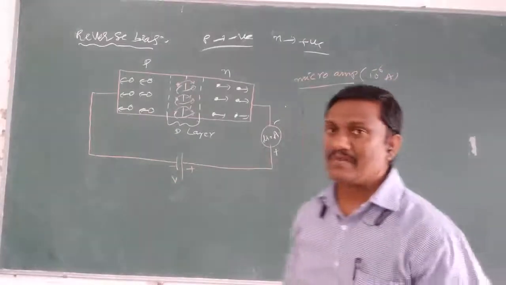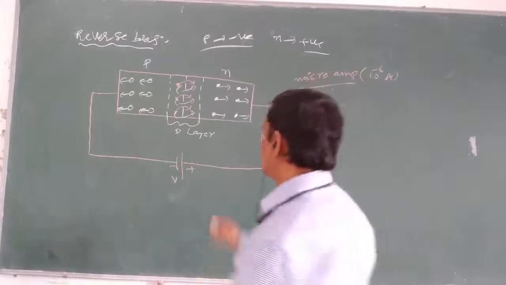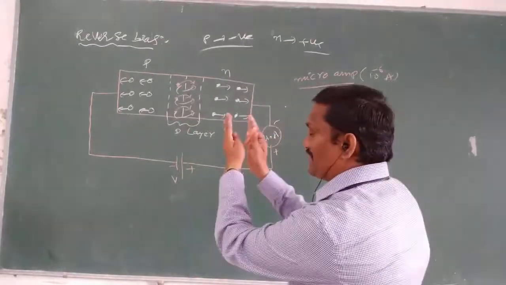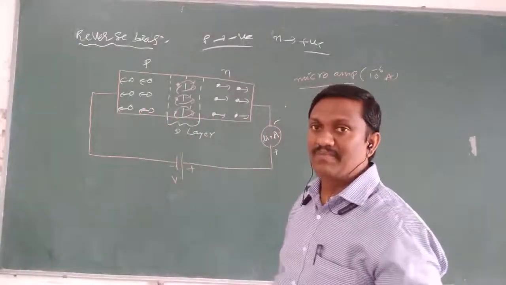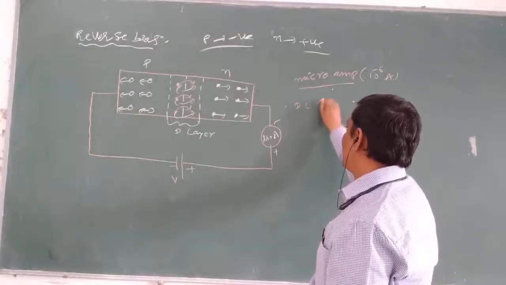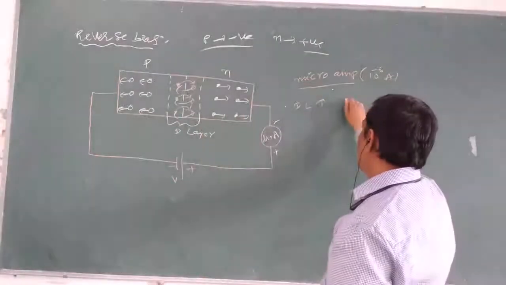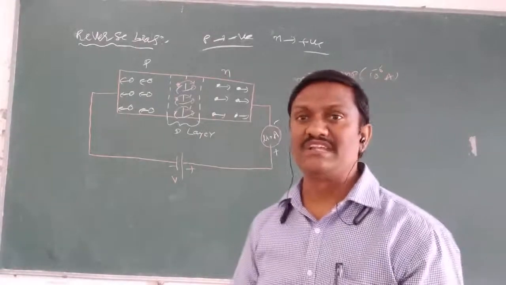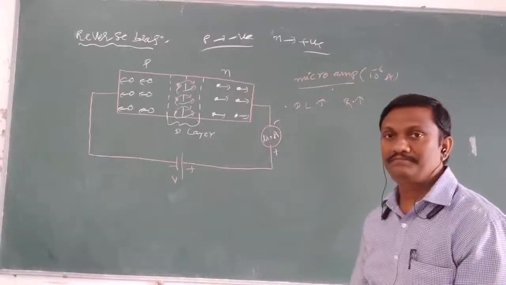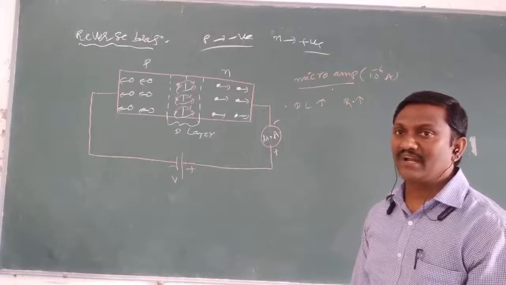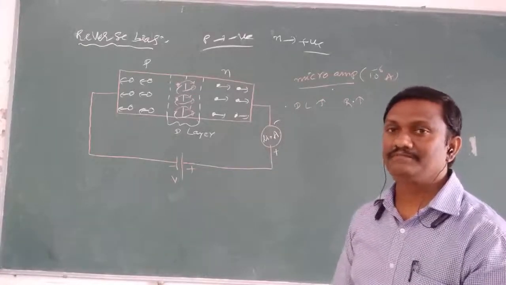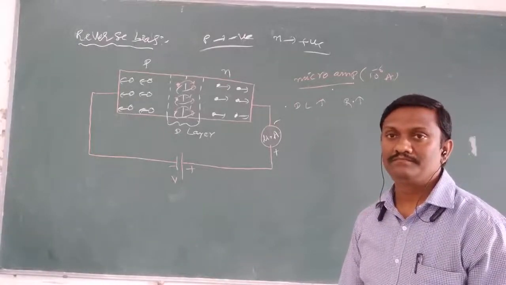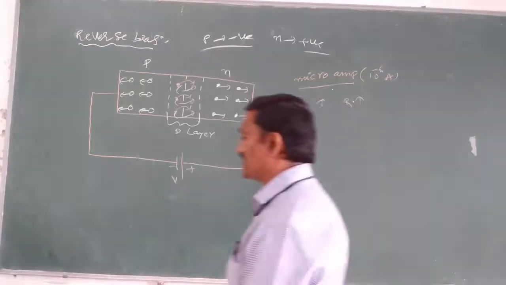Next, in reverse bias, what happens to the width of the depletion layer? In reverse bias, all the majority carriers are moving away from the junction, which means the width of the depletion layer automatically increases. The width of the depletion layer increases, which means the resistance of the diode in reverse bias increases. Current conduction is very small, in the order of microamperes. Compared to reverse bias, current conduction in forward bias is 1000 times more. So that is about the working of a PN junction in reverse bias.